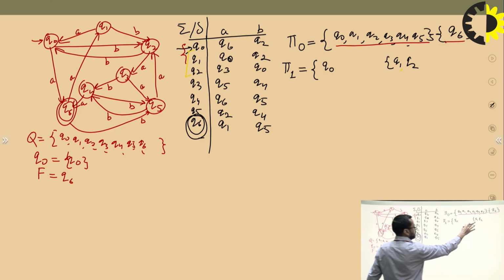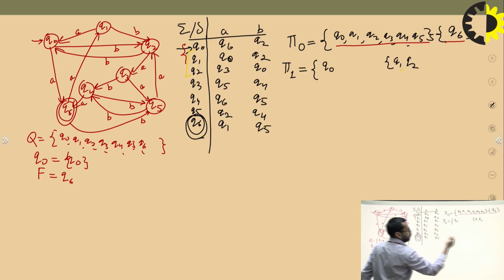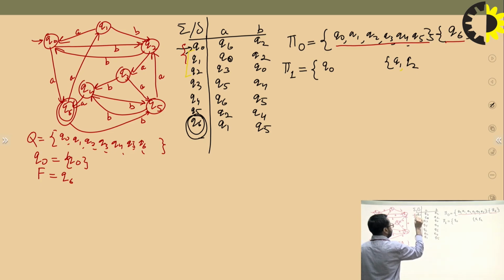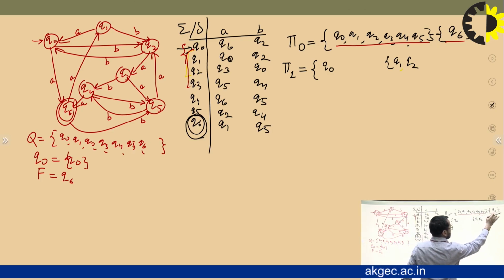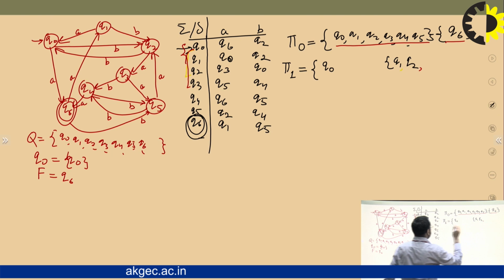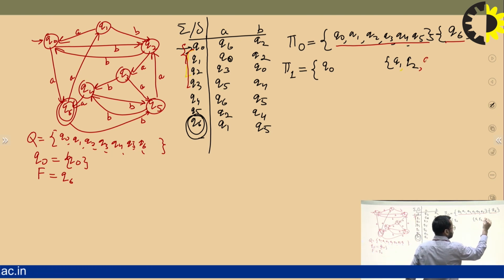Next will be Q0 and Q3. We will check the position of Q0 and Q3. For the input symbol A, the next states Q6 and Q5 are in two different sets. So we also place Q3 in a different set, here.